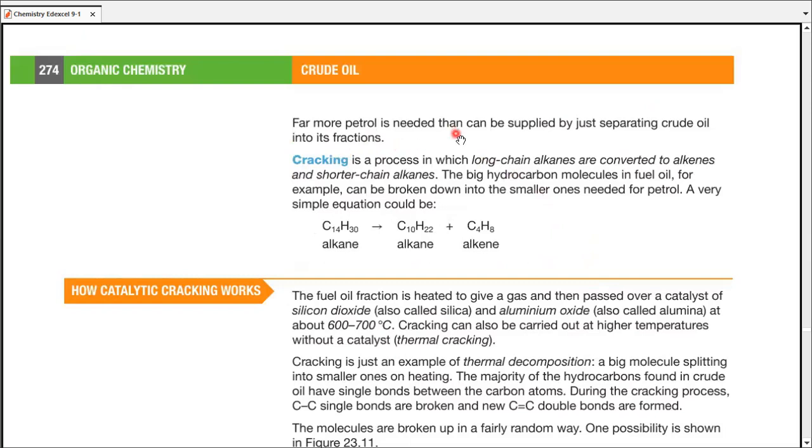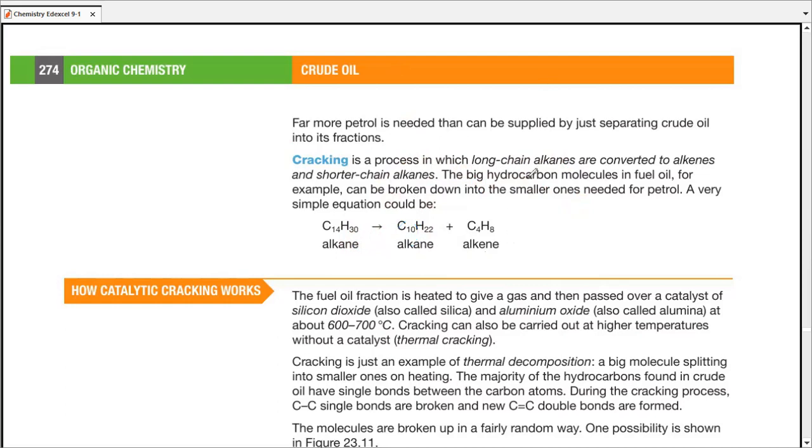So far more petrol is needed than can be supplied by just separating crude oil into fractions. So cracking is the process which converts long chain alkanes into alkenes and shorter chain, more useful, more profitable alkanes. The big hydrocarbon molecule in fuel oil, for example, is made up of C14, which means one molecule will have around 14 carbon atoms, not as much needed as an alkane like octane or the one with 10 carbon atoms, which can be used for petrol. And along with it will come an alkene.